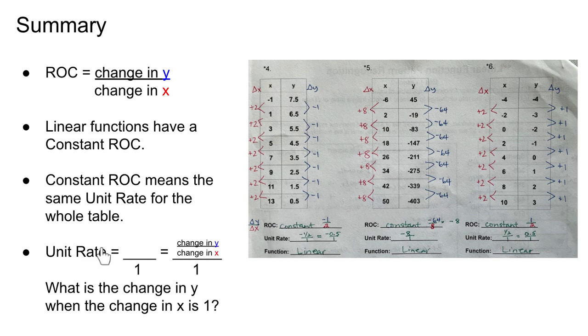And how we calculated unit rate today, unit rate is always something over 1, and that something is when you divide your rate of change. So the change in y over the change in x over 1. That ends up being what your change in y is. And you can ask yourself, what is the change in y when the change in x is 1?